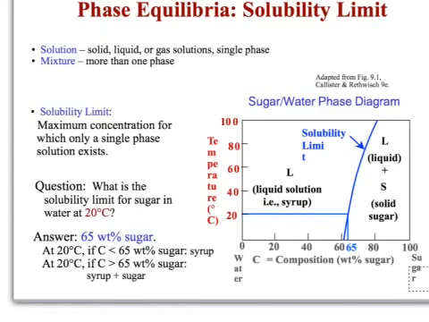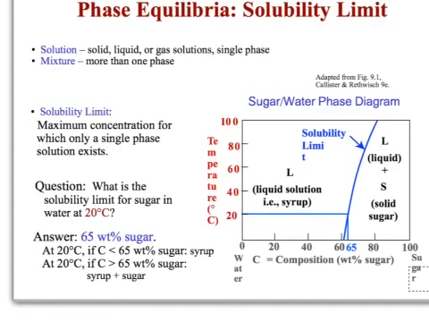For many systems, at a specific temperature, there's going to be a solubility limit, and this is the maximum number of solute atoms that can dissolve into the solvent at that temperature. So we can calculate the solubility limit based on the phase diagram. As you can see on the phase diagram here, for sugar and water, at a temperature of 20 degrees, we'll have a maximum solubility limit of 65 weight% sugar.